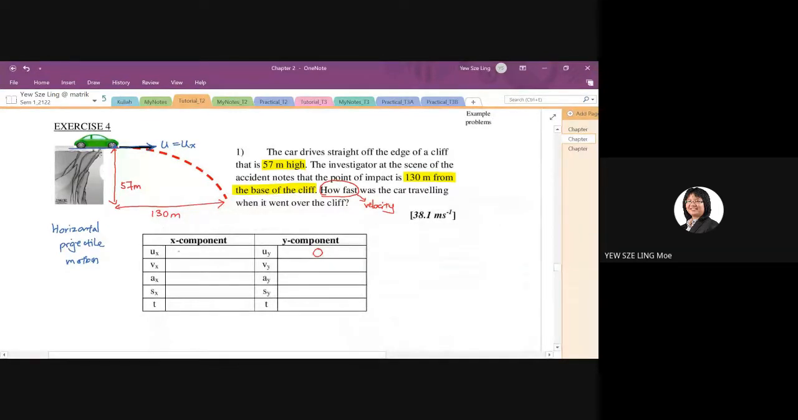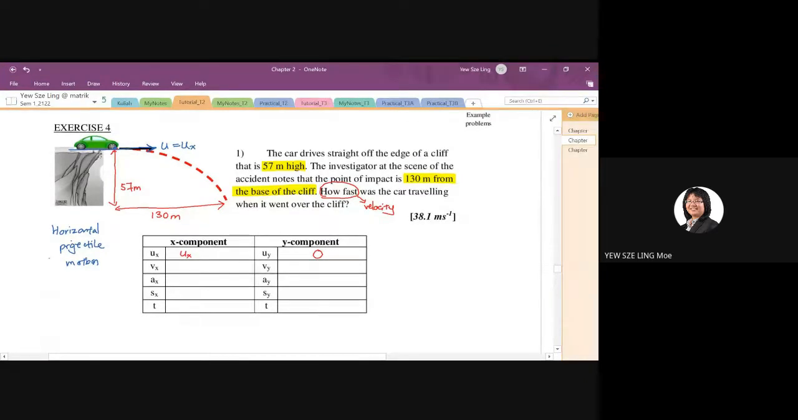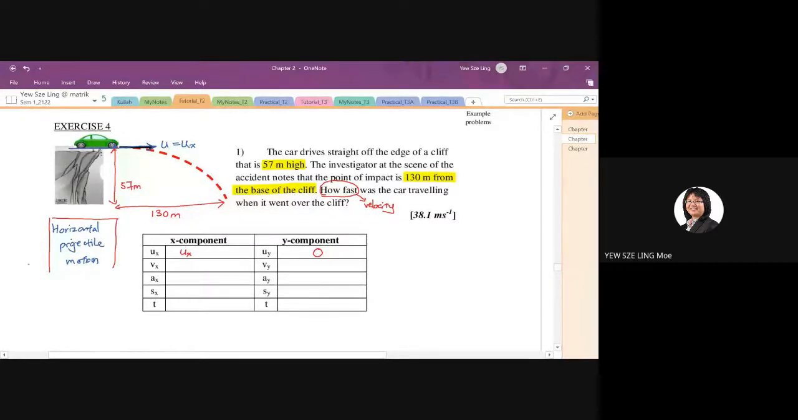So UX is an unknown. Let's write it down as UX because we don't know the value. But what we do know is UY equals 0. Why? Because this is a horizontal projectile motion. Your object is traveling horizontally at the moment it leaves the cliff. So your U equals UX at its initial position, at the moment this projectile motion starts.